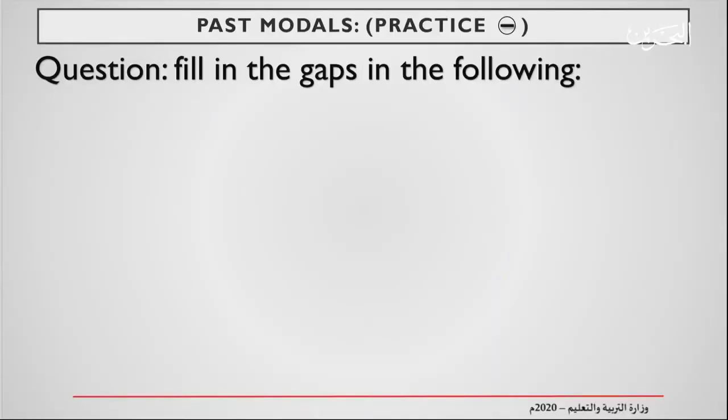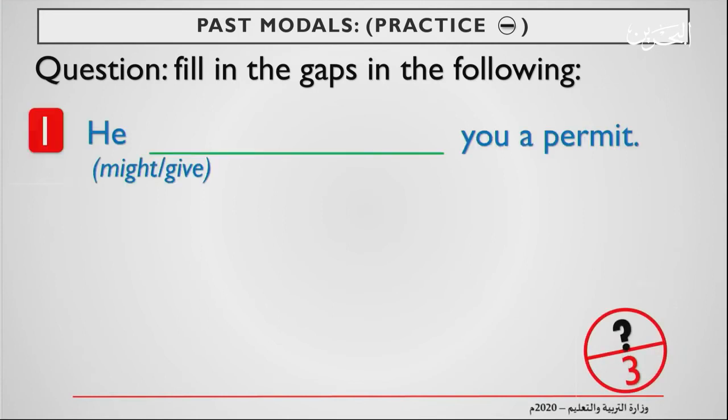Let's do task number 2. Question. Fill in the gaps in the following. And you have a mark of 3. Number 1. He, gap, you, a permit. You have to use a modal might plus the verb give. You have 5 seconds. All right, let's check the answer. The answer is might not have given or mightn't have given. All right, if you're correct, give yourself a mark.